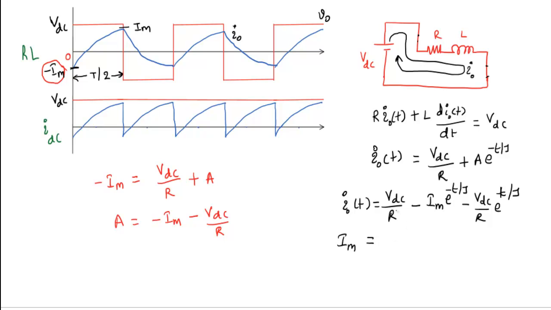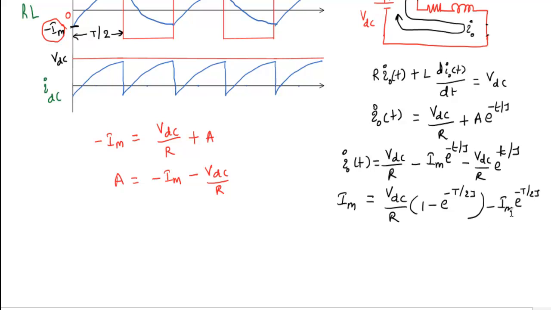That equals, I'm taking common VDC by R from these two terms, that is nothing but VDC by R into 1 minus e power, now I'm substituting small t equal to t by 2 seconds, that means minus t by 2 tau, minus Im into e power minus t by 2 tau. So that's what we actually substituted, the current at t equal to t by 2 seconds.